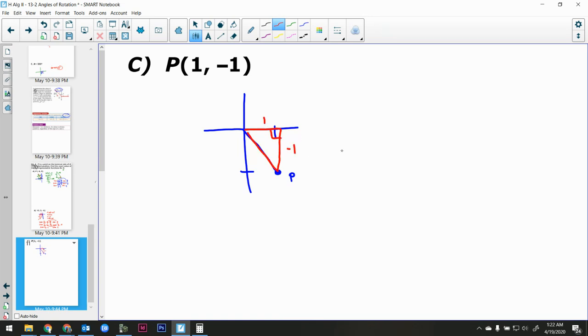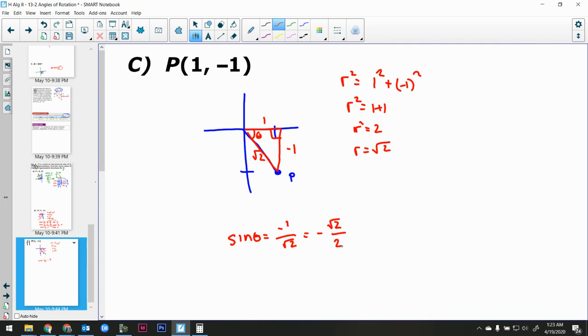Here's my right triangle. So that means my r value is going to be 1 squared plus negative 1 squared. So r squared is equal to 1 plus 1, so r squared is 2. So r is equal to the square root of 2. Now, at this point, I know this is square root of 2, and again, this is my reference angle, so there's my theta. Sine theta is equal to opposite, negative 1 over radical 2. Rationalize the denominator, negative radical 2 over 2.